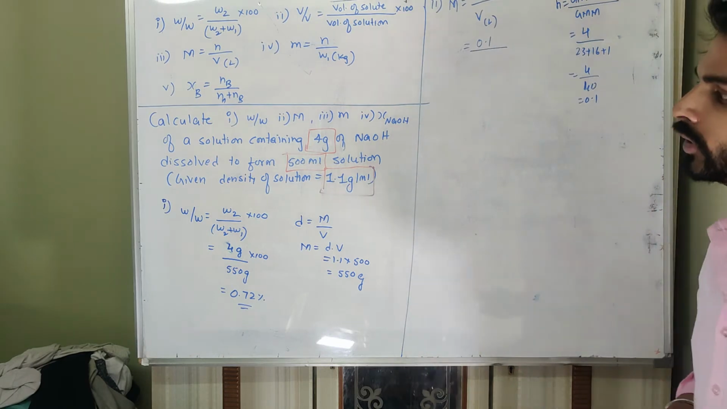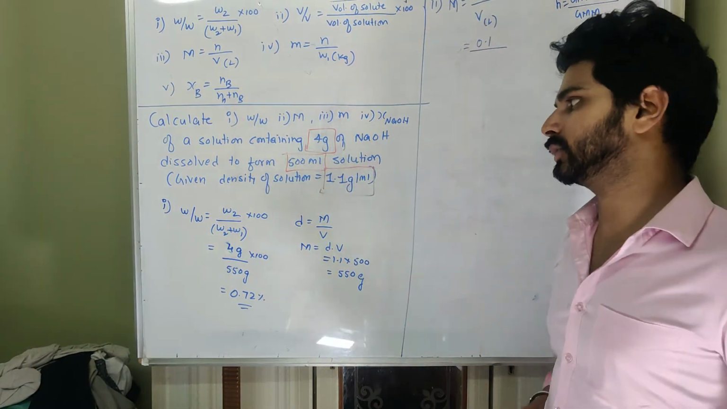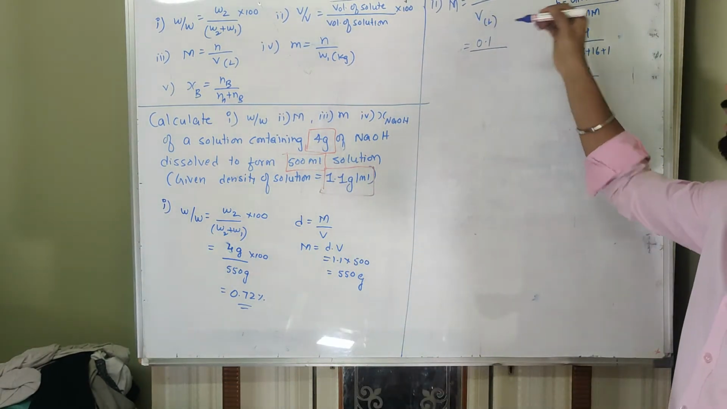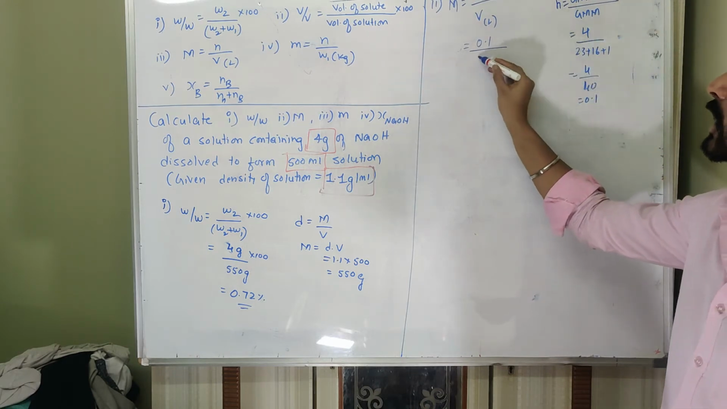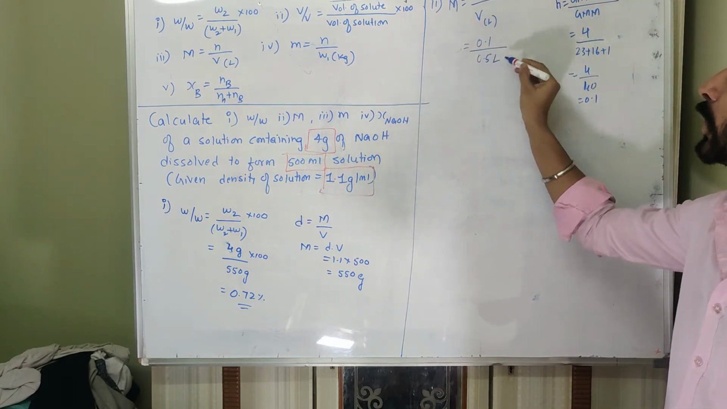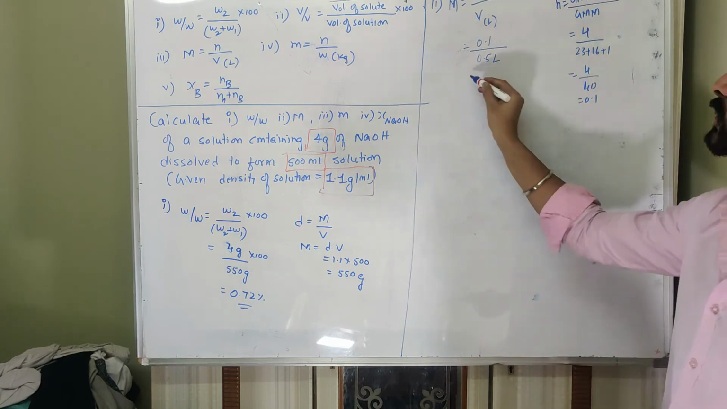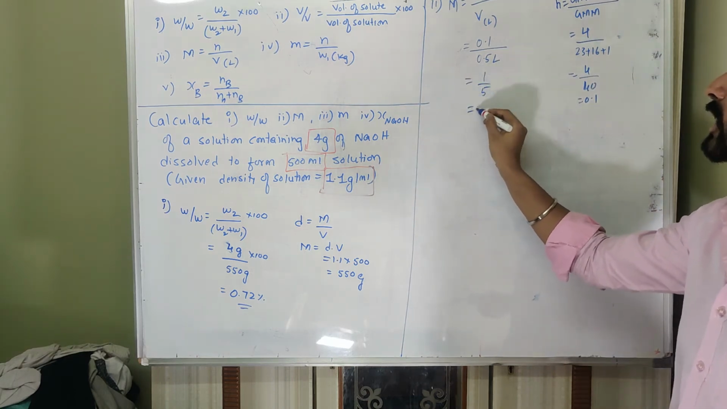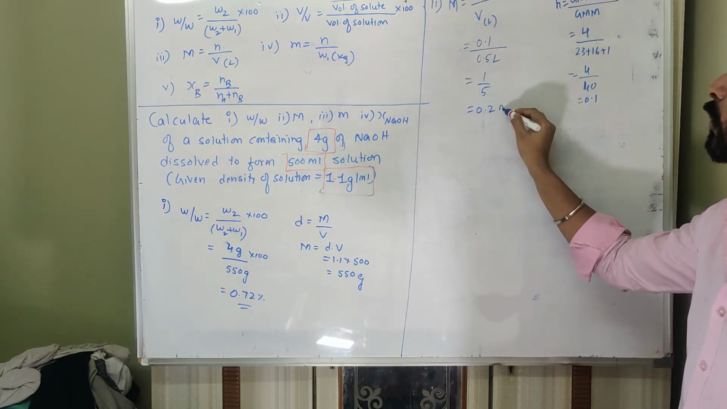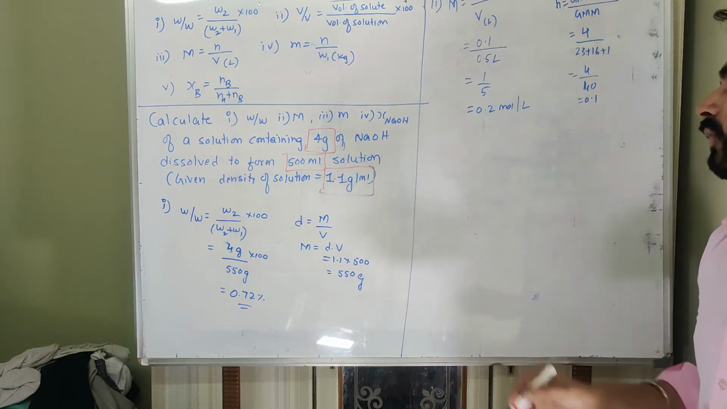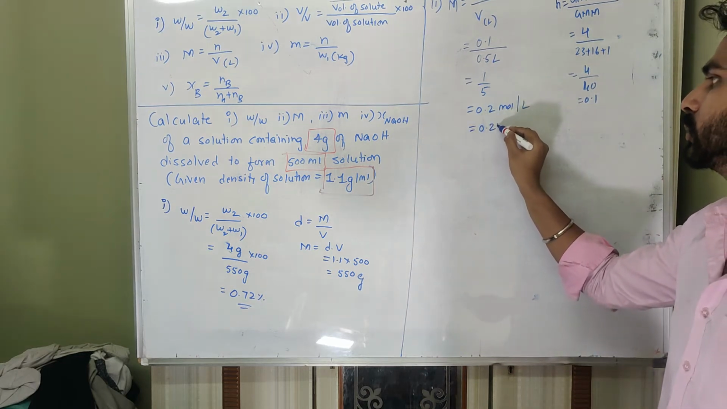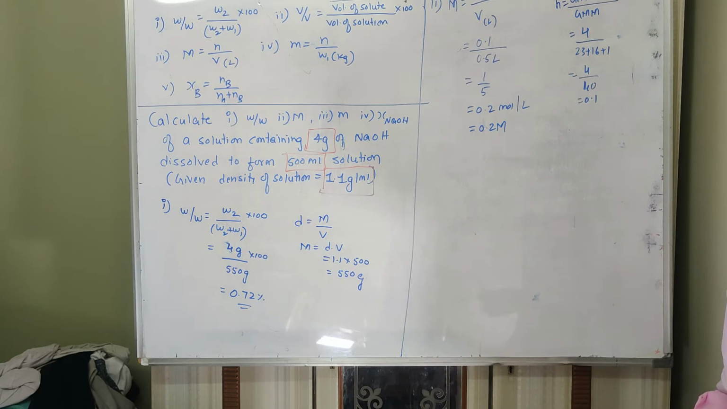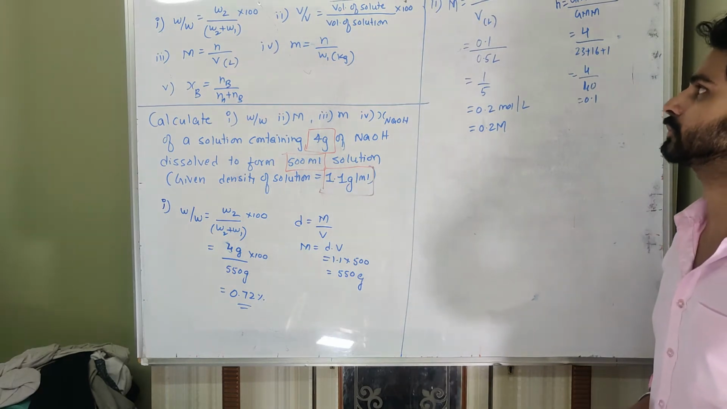Divide by 500 ml of solution. Here we have to substitute volume of solution in terms of liter. So 500 ml is 0.5 liter. So this becomes 1 upon 5, that is 0.2 mole per liter. Or this can be said as 0.2 M, we can pronounce it as 0.2 molar.